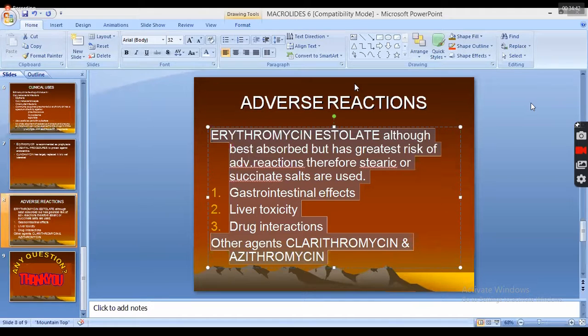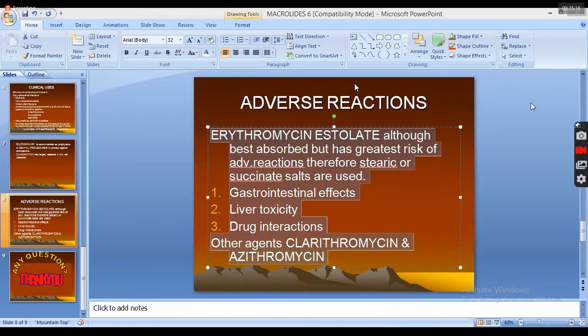So the first one, the gastrointestinal effects: besides nausea, vomiting, and diarrhea, it can cause anorexia and abdominal pain that can range from mild to severe. Liver toxicity can occur in the form of hepatitis and changes in the liver function test, and that can of course lead to jaundice. So jaundice could be a symptom, and if you make the patient go for a liver function test, it will show disturbance.